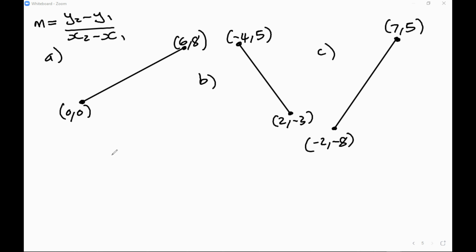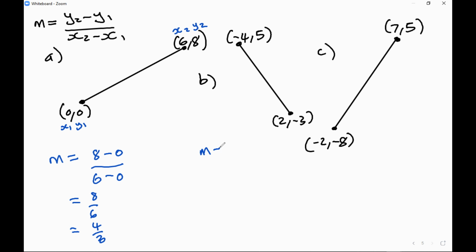Okay, so looking at the first one, we're going to have m equals, now remember I'm going to call this one x1, y1, and this x2, y2, so it's going to be 8 minus 0 over 6 minus 0, which is 8 over 6, which can simplify into 4 over 3.